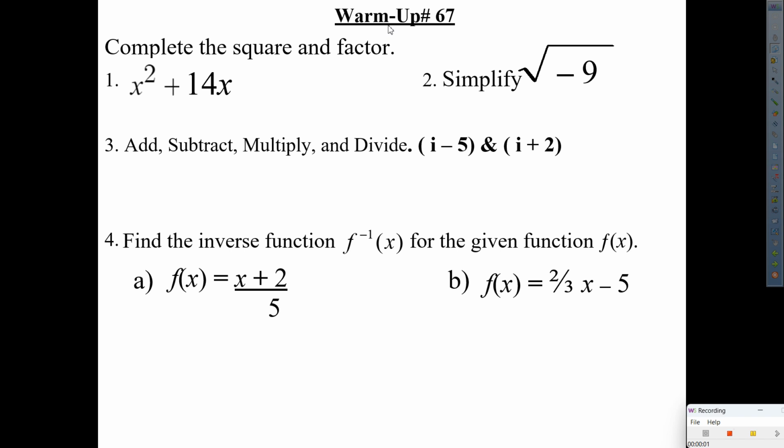All right, so warm-up 67's on the screen. I'll give you some time for that. Copy and go.